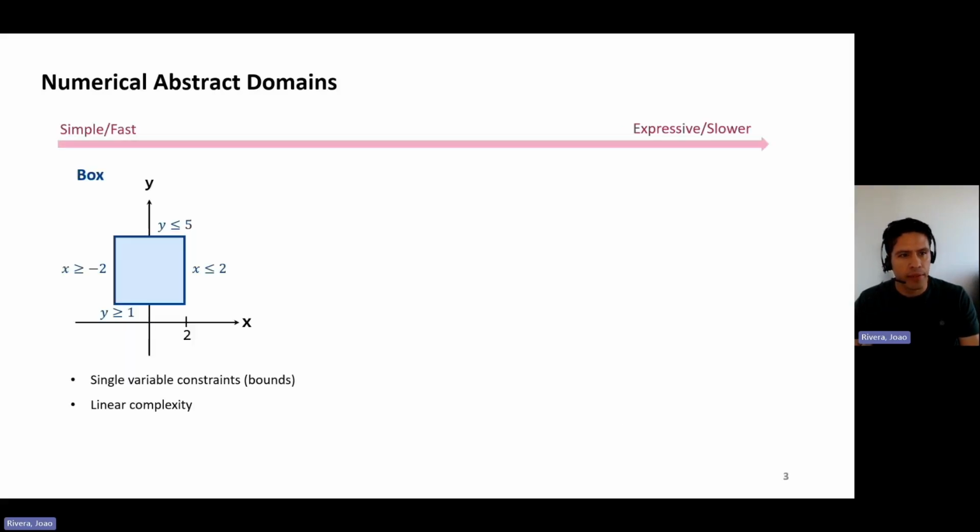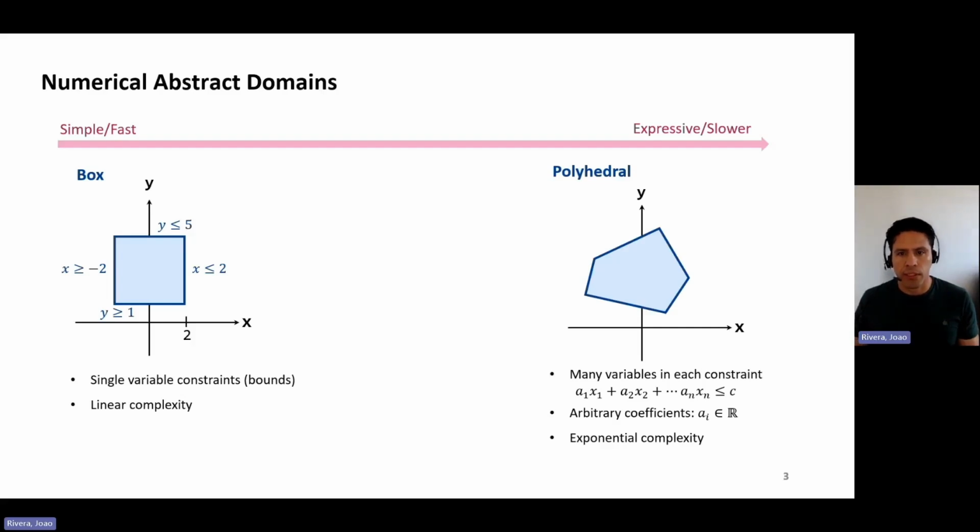So there are many different numerical abstract domains that have been proposed in the literature. One of the first ones, and probably the simplest one that you can have, is just the box domain, which, instead of keeping just the constraints of the values of the variables, only keeps the upper and the lower bounds of each variable. That's why it has this box shape. And one of the most expressive ones is the polyhedral domain, which really takes any linear constraint that you can have between variables.